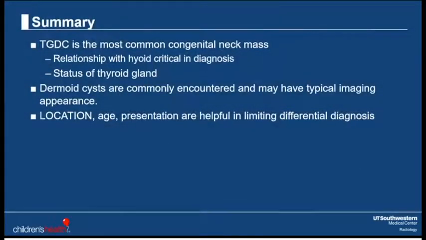So, in summary, thyroglossal duct cyst is the most common congenital neck mass. Its relationship with the hyoid is critical in the diagnosis. We always want to include evaluation of the thyroid gland itself. Dermoid cysts are commonly encountered and may have a typical imaging appearance, as can lymphatic malformations. Location, age, and presentation are extremely helpful in limiting the differential diagnosis in these cases.